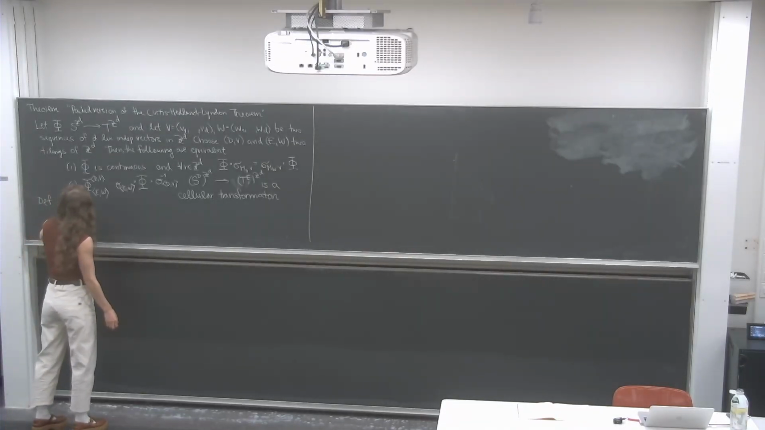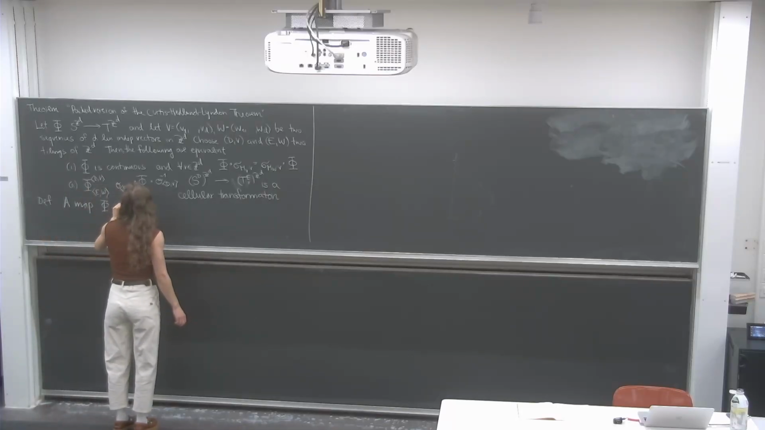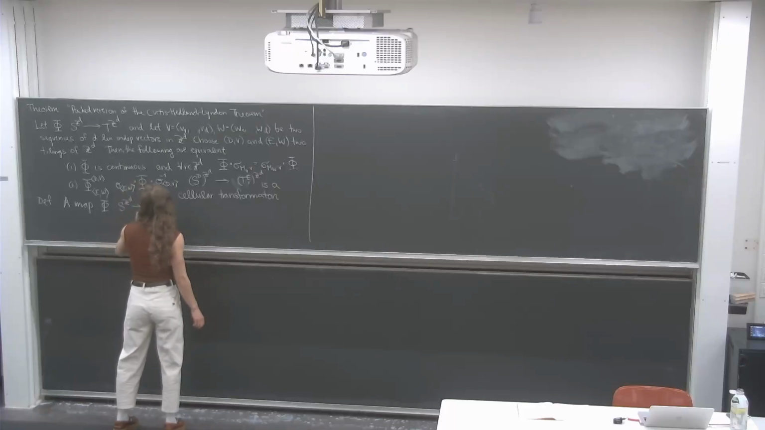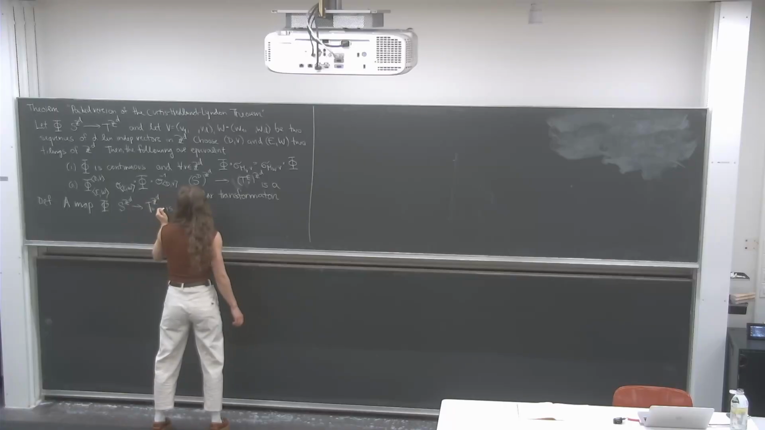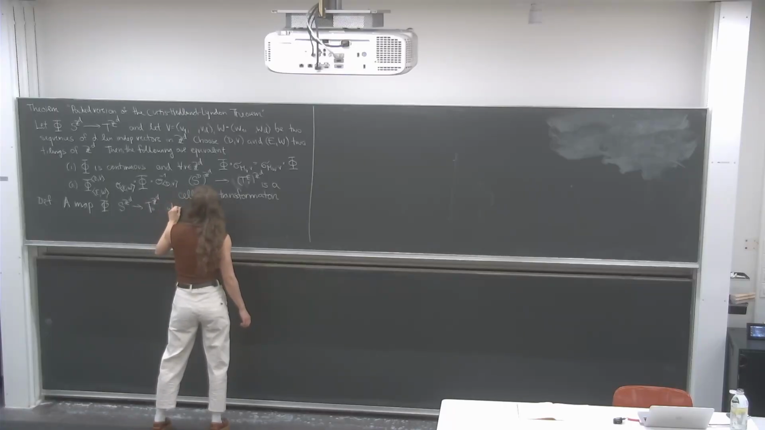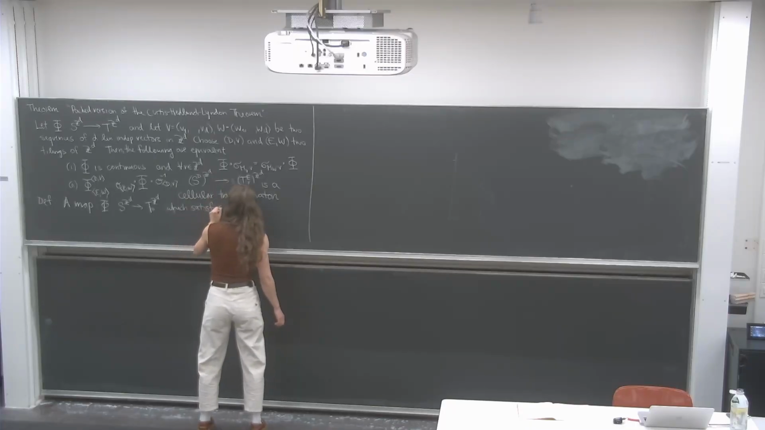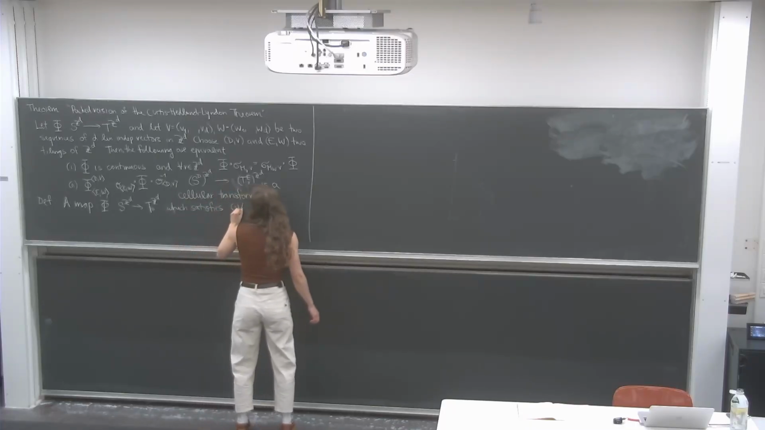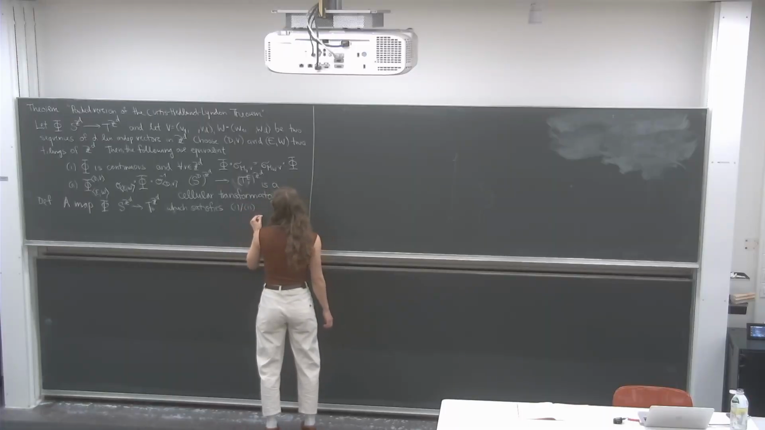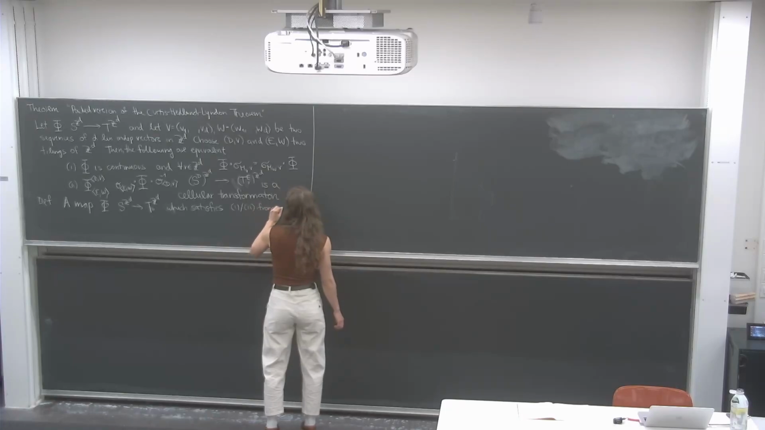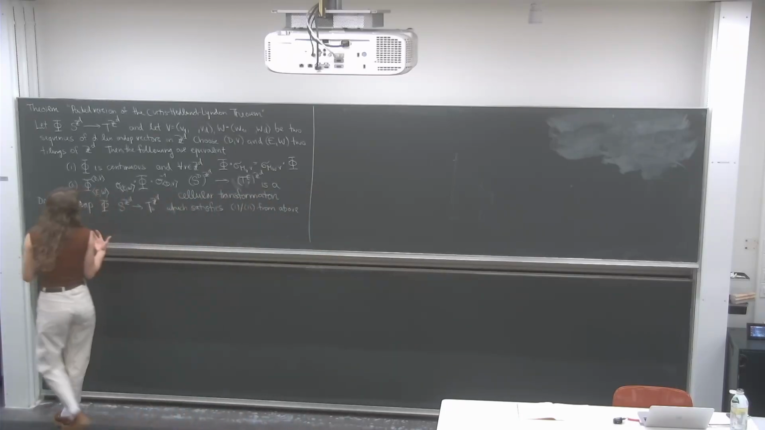A map phi from S to the Z to the D to T to the Z to the D, which satisfies one or two, which are equivalent from above, is called a computationally admissible map.